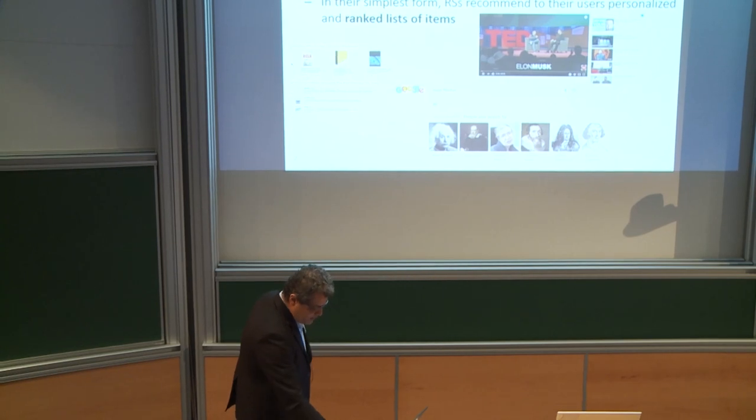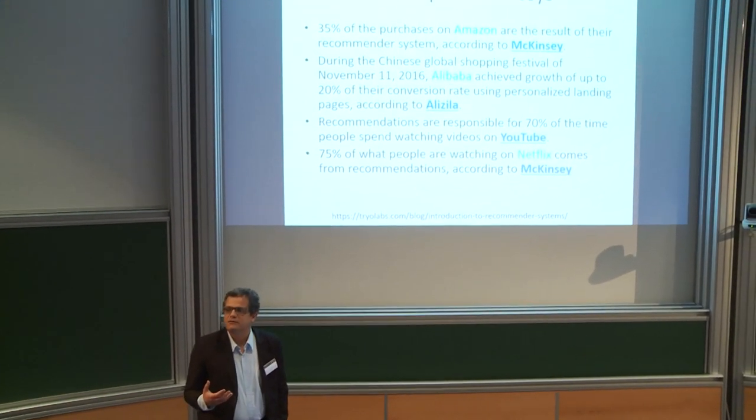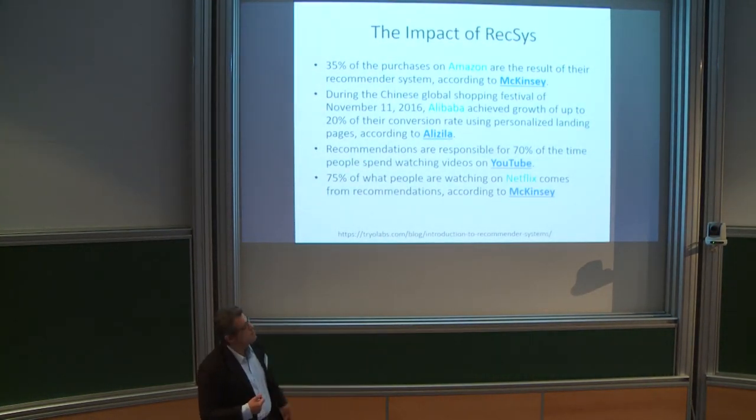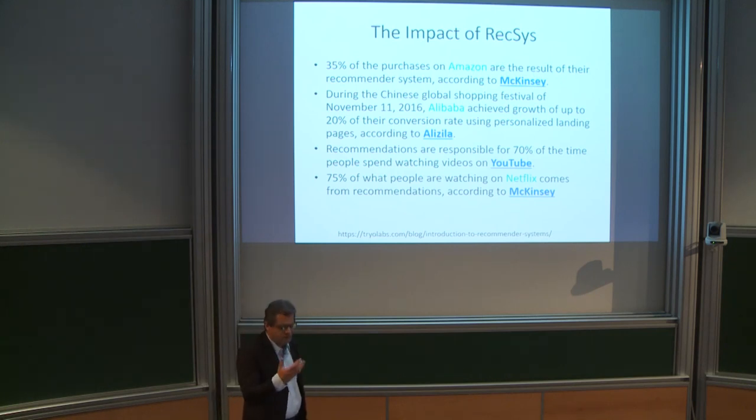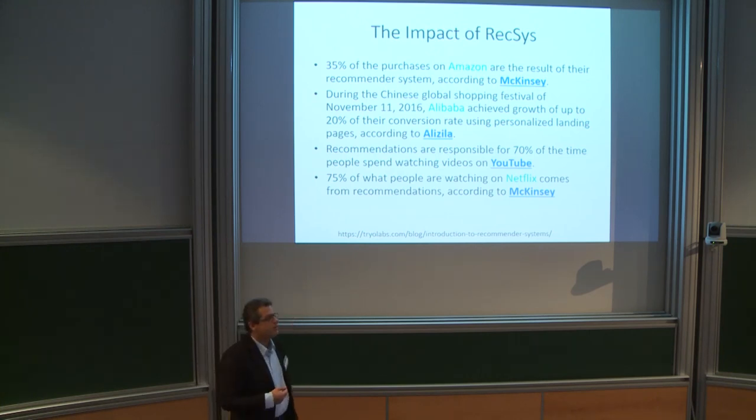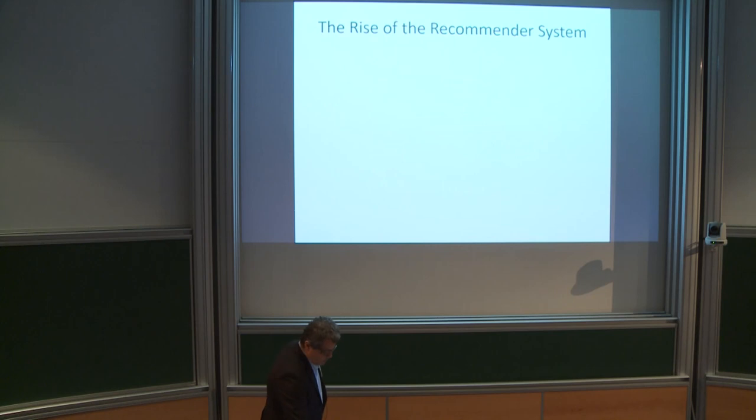So actually, recommender systems are very popular and can be very effective for increasing the sales of companies. These are some statistics coming from e-commerce websites like Amazon: 35% of purchases are made from recommender systems, 20% at Alibaba. And if you are looking at the video field, the percentage is even higher. In the case of YouTube, 70% of the clicks are coming from recommendation, and in Netflix, it's 75%.